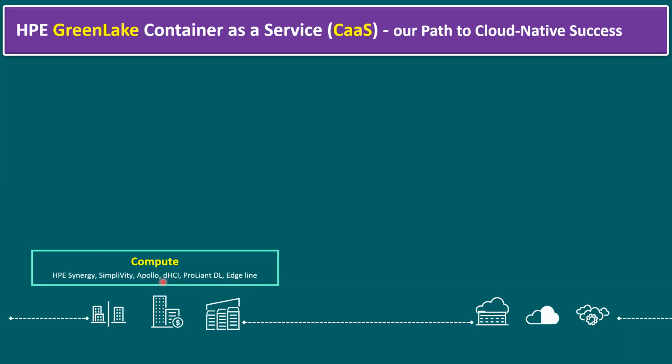So it depends on the customer's environment. If it is an edge location, we'll prefer Edgeline. If it is normal hosted infrastructure or on premises, we'll go with a ProLiant DL or Synergy. In some scenarios, if the customer specifically asks for an HCI solution, we'll propose SimpliVity. And if the customer is also looking for highly storage optimized servers, we'll prefer Apollo and dHCI servers.